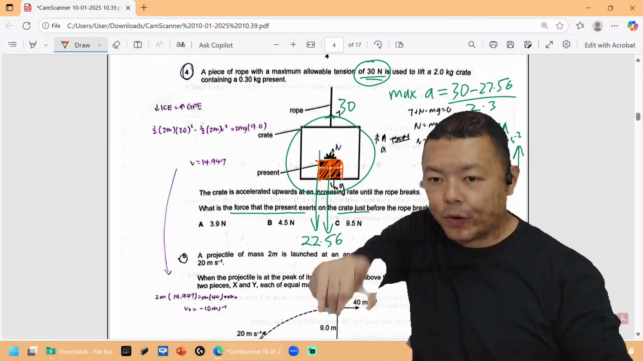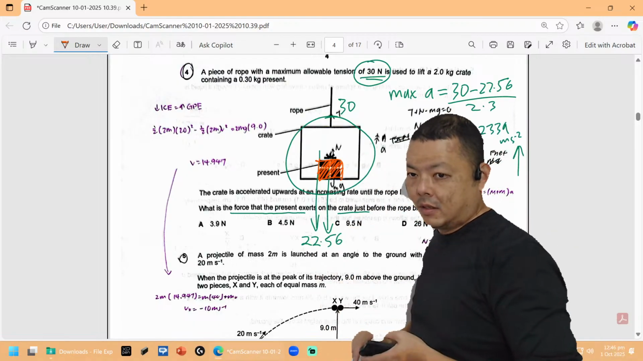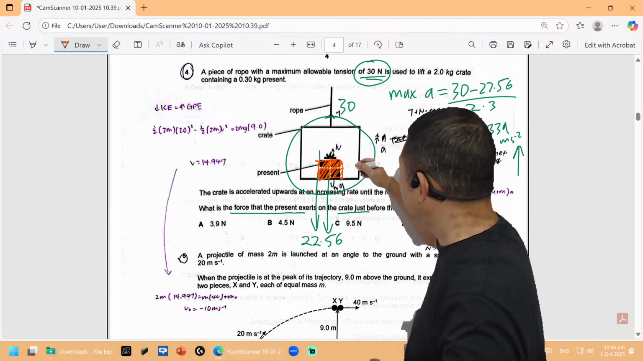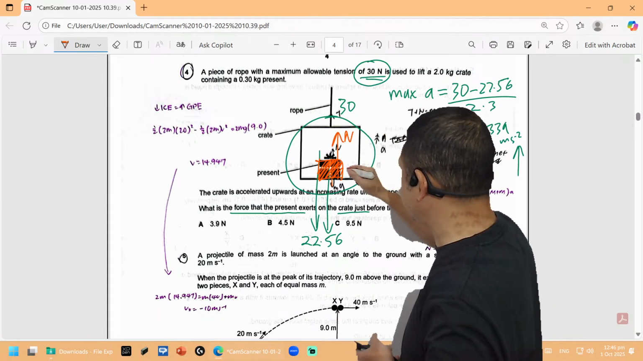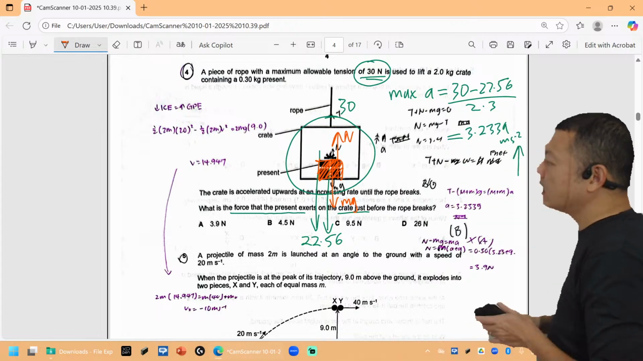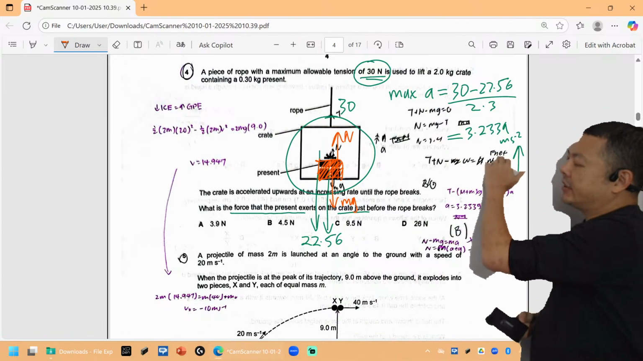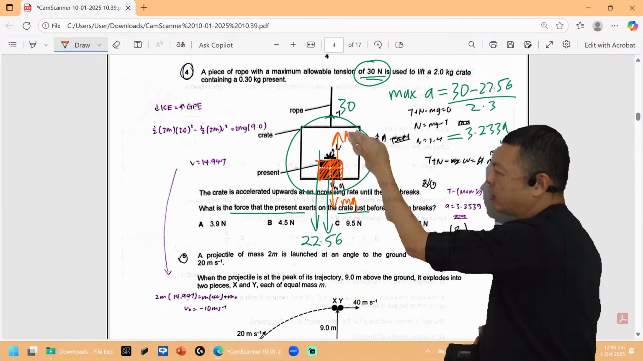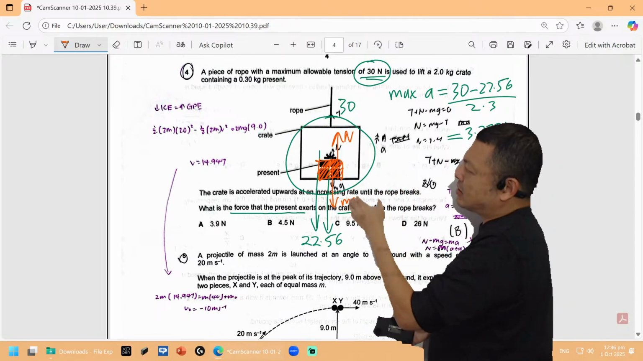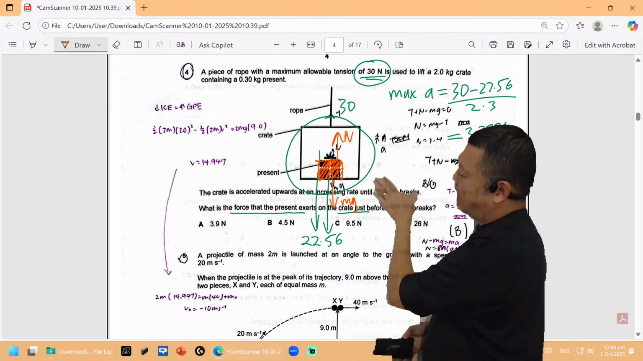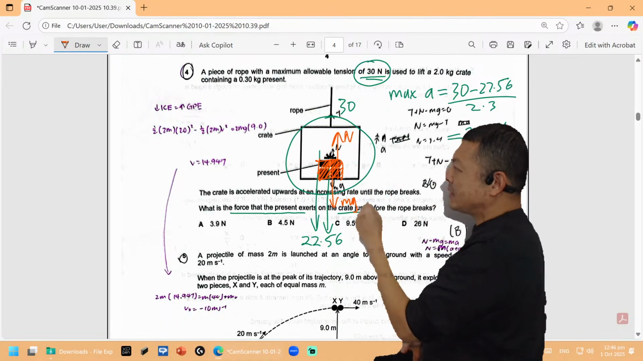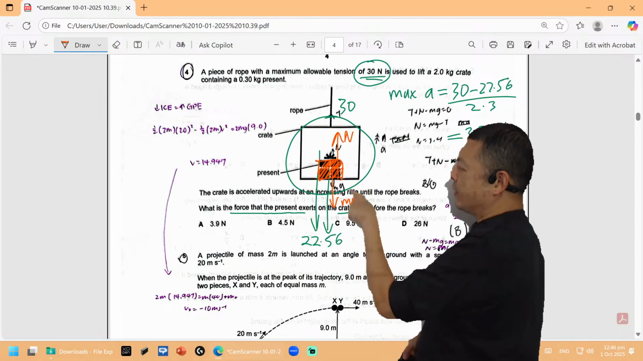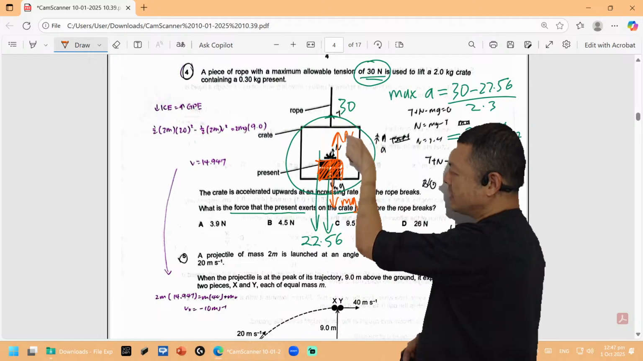Then we ask ourselves, what are the forces acting on the present? There's a normal contact force N by the crate upwards, and then there's the weight downwards like this. Knowing that the maximum allowable acceleration of this entire system is 3.2339, the question is, how much will the normal contact force be? Now, beginners, the Sec 3, Sec 4 students, usually will ask me, why is N not equal to mg? That's because the object is accelerating. If N is equal to mg, then it's at constant speed or at rest. So for this particular case, you need to recognize that the N force is bigger than the mg.